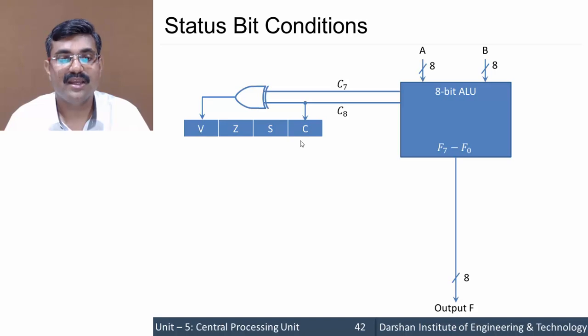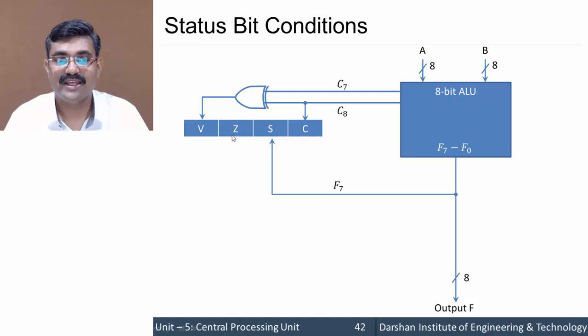Now moving on to the next flag, that is S, the sign flag. The sign flag is reflected to 1 or 0 based on the output of this 8-bit ALU. That means if the F7 bit, because we know that if a number is positive, then the most significant bit of the number is represented as 0. That means if F7 is 0, then we can say that the number is positive. And if F7 is 1, then we say that the number is negative.